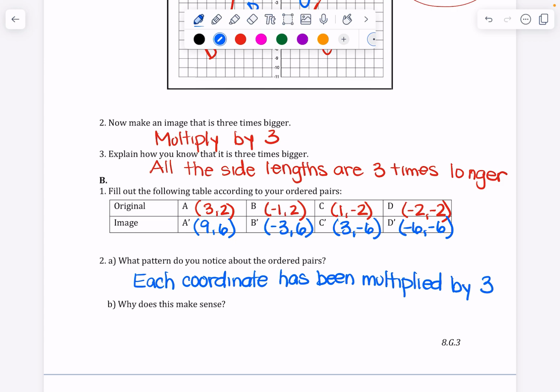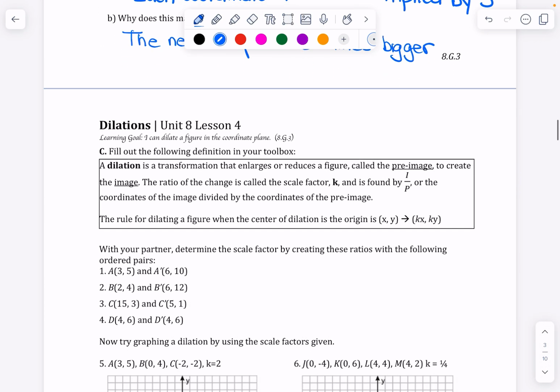And it says, why does this make sense? Well, it makes sense because the new shape is 3 times bigger than the original shape. Okay, let's keep going. If you need to pause the video at any time, you can. Just make sure you take notes while you're watching.